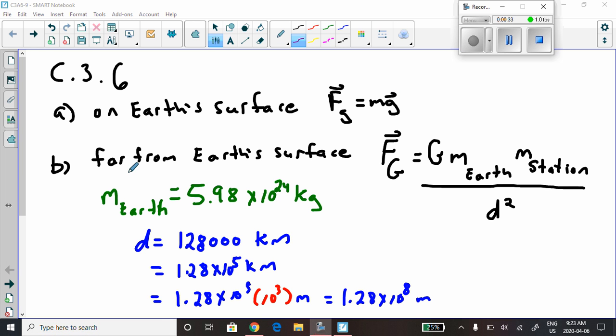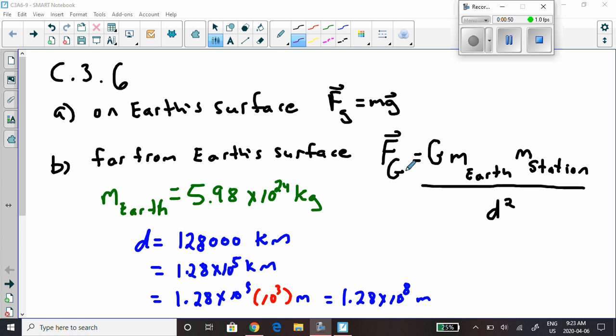For part B and C and D and the rest of it, you're not near the surface of the Earth. You're far from the surface of the Earth. The space station's way out there. So you have to find what the mass of the Earth is. That's a known quantity. I've written it in green for you.